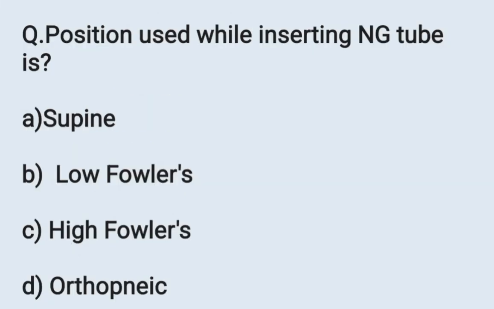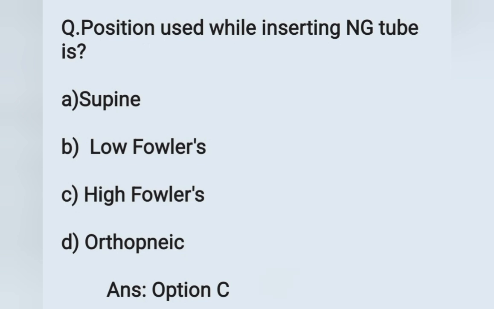And the next question is position used while inserting NG tubes. Options. Option A, supine position. Option B, low Fowler's position. Option C, high Fowler's position. Option D, orthopneic. NG tube means nasogastric tube and the position is high Fowler's position. Option C is the correct answer.